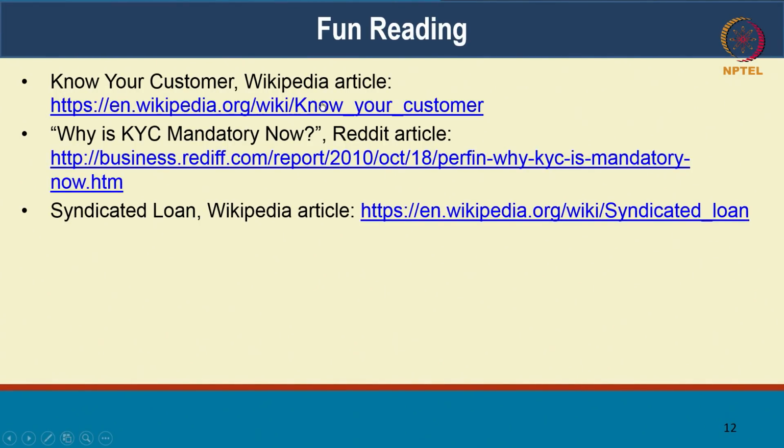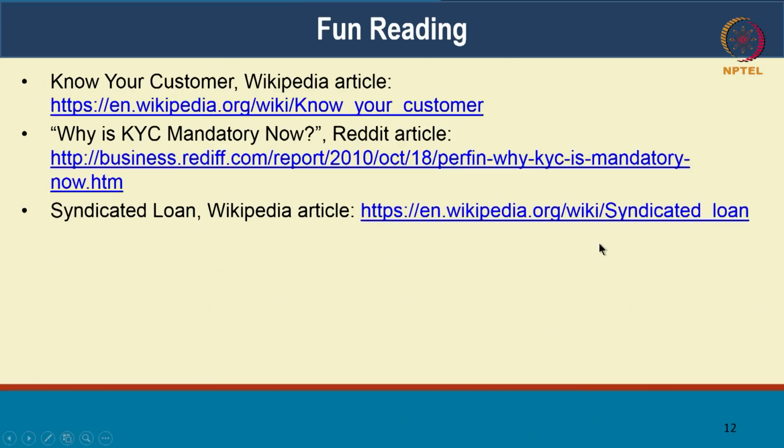So if you don't know what the Know Your Customer process is about, I would encourage you to look up the Wikipedia article. It gives you a good set of details. And this is a nice Reddit article, I think back in 2010, that talks about why KYC is mandatory now. It's a very short article. It just tells you why it's mandatory, why it's useful for banks to follow this. And again, for syndicated loans, there is a nice Wikipedia article that tells you what syndicated loans are.